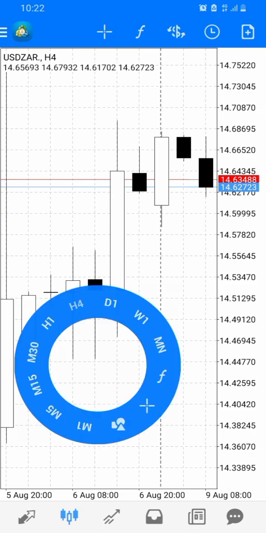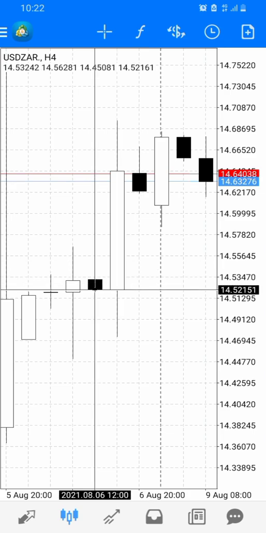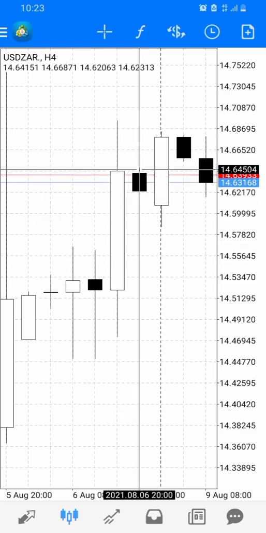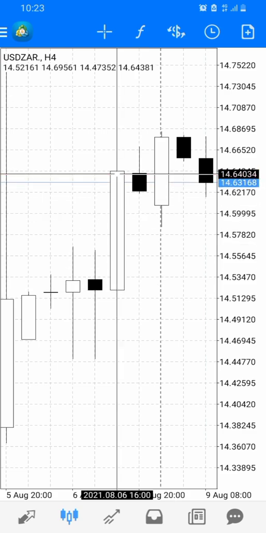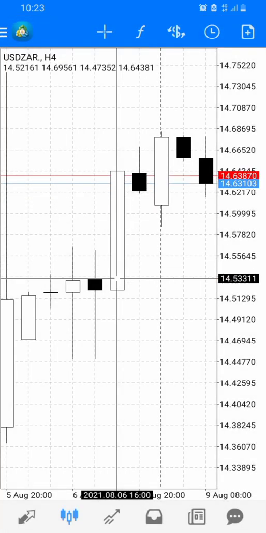Now you are buying USD. When you are buying USD to ZAR, you are buying at this price, and then the market moved. When the market moves from point A here to point B here, you have profited. How much money are you gonna profit? We are not gonna focus on that now. We are gonna focus that we have profited from this point to this point.